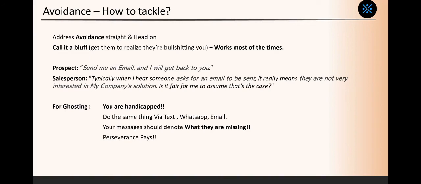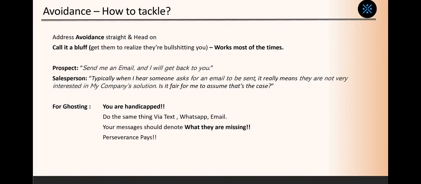Your messaging has to be, one, first calling his bluff, second, denoting the key differentiator, or what is in it for the customer, and third, asking him for the next step, right? Asking him for a 5-minute demo session or a 2-minute call, right? And this entire structure of the message should be very, very crisp and concise, and it should be a compelling thing for him to respond to you.